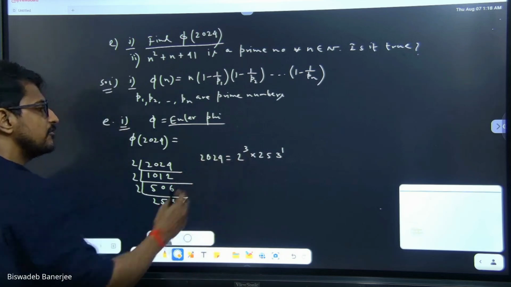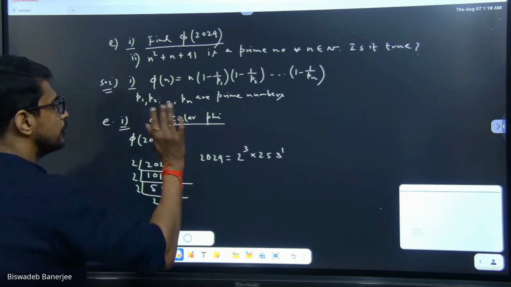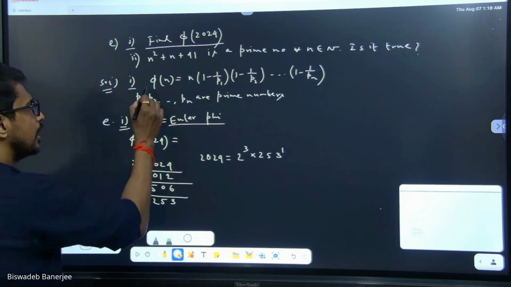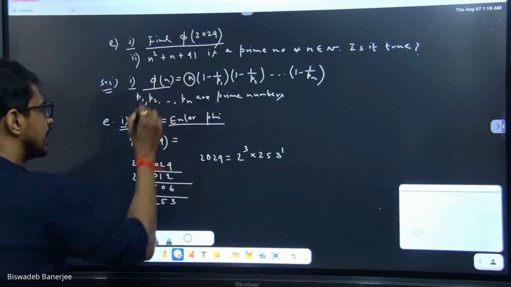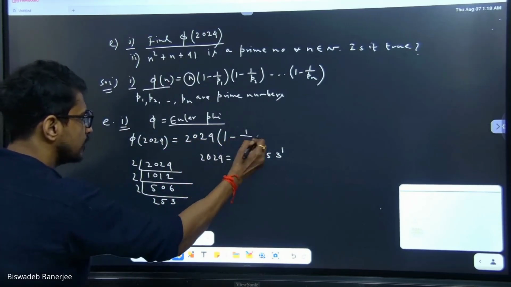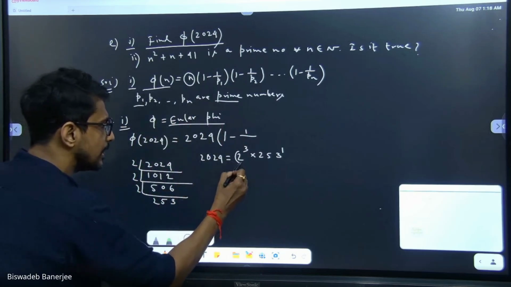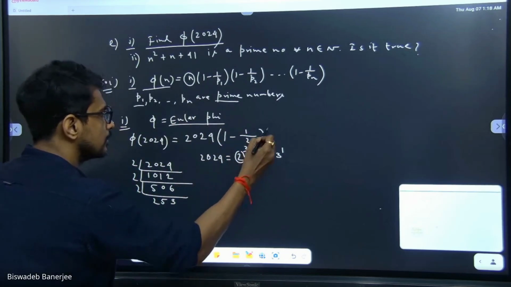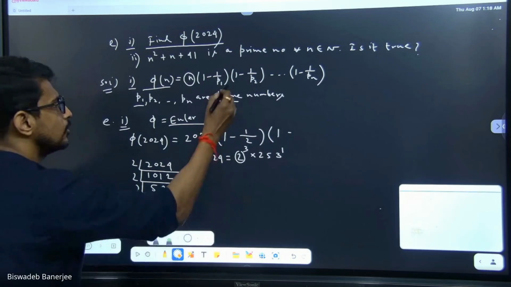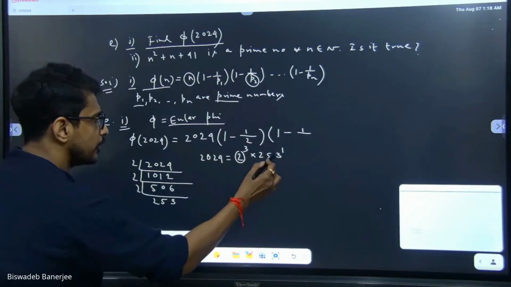So this is called prime factorization of 2024. If we get this prime factorization, there's a result: phi of n equals n into 1 minus 1 by P1. Here my n is 2024. P1 is a prime number, this prime number is 2. Then 1 minus 1 by P2, where P2 is another prime number, which is my 253.